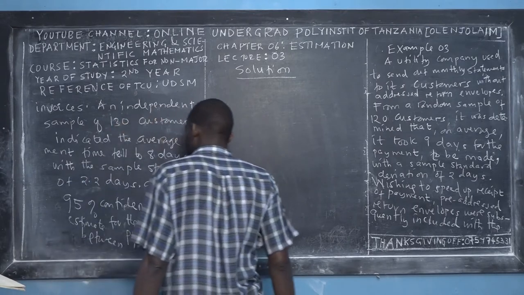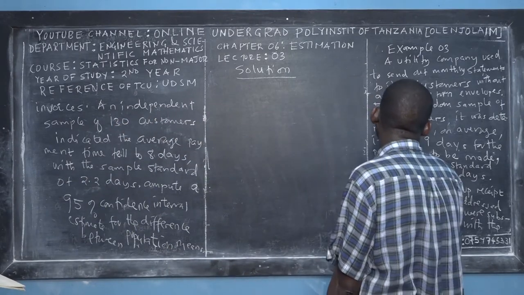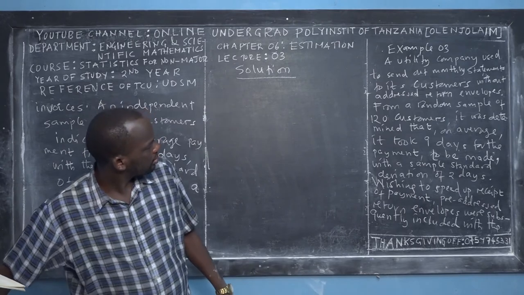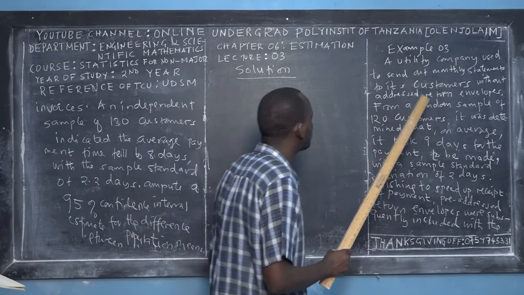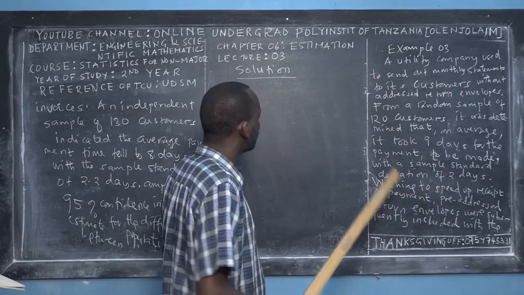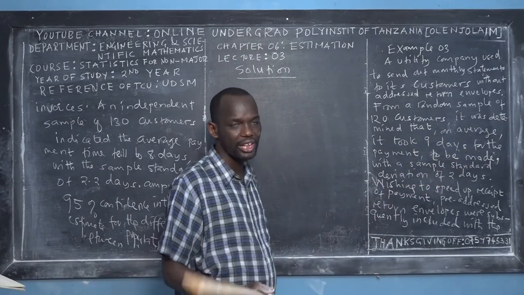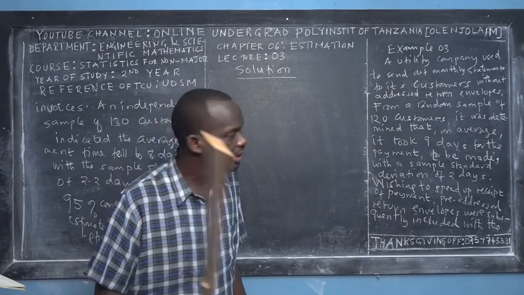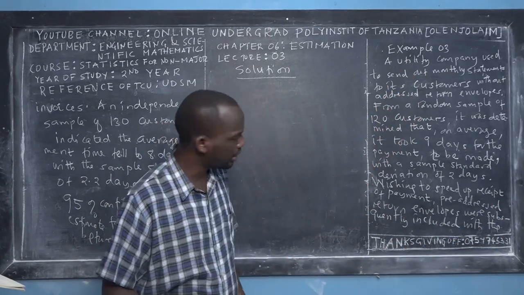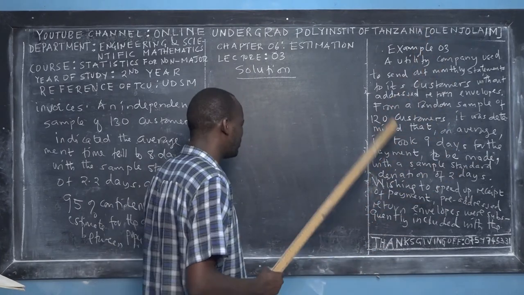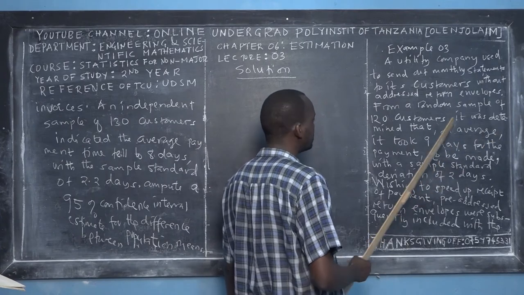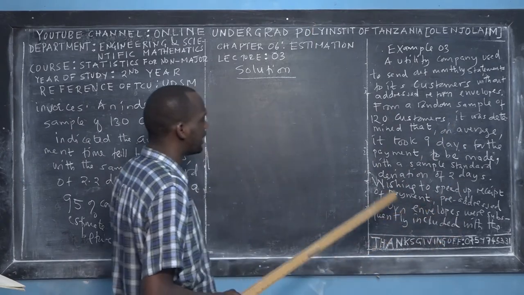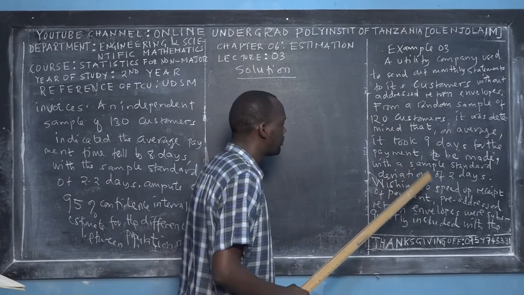Solution. The question states that a utility company used to send out monthly statements to its customers without pre-addressed return envelopes. From a random sample of 120 customers, drawn from a finite or infinite population of customers, it was determined that on average it took 9 days for the payment to be made.